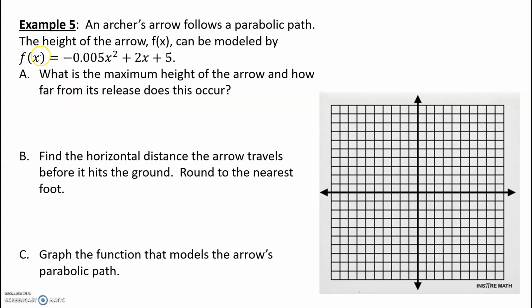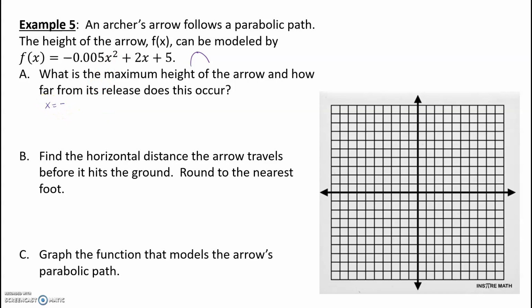So this gives you a function, right? Now we know with that negative, we're going to be opening down, right? And think about an arrow. You're going to shoot it up. It's going to come back down. What is the maximum height? So they want, what is that maximum? What is my highest y value? And where does it occur? So let's go ahead and do our formula.